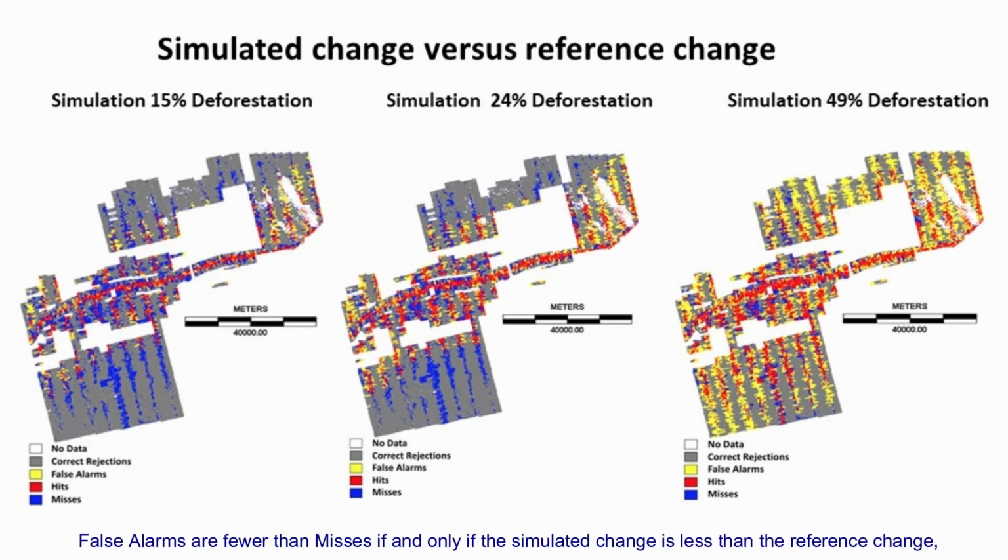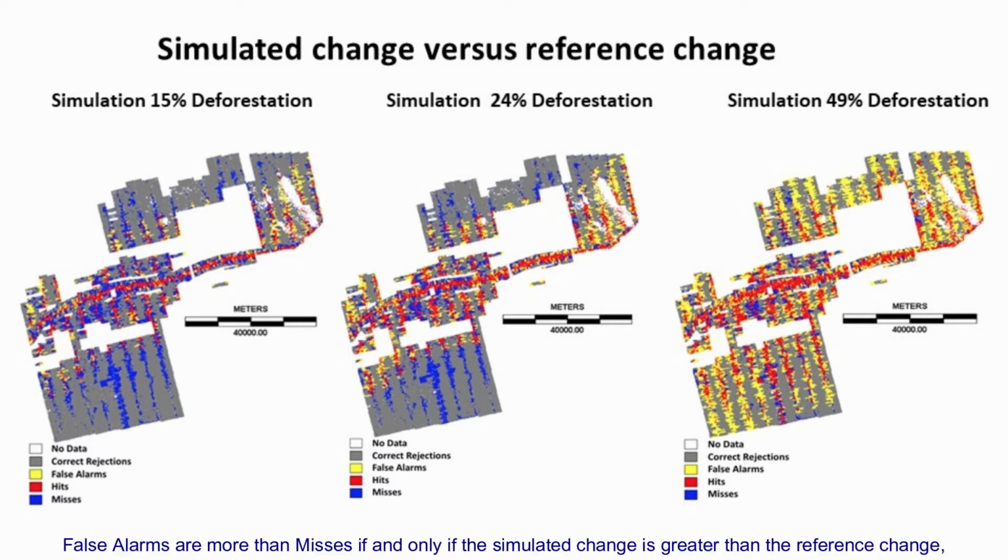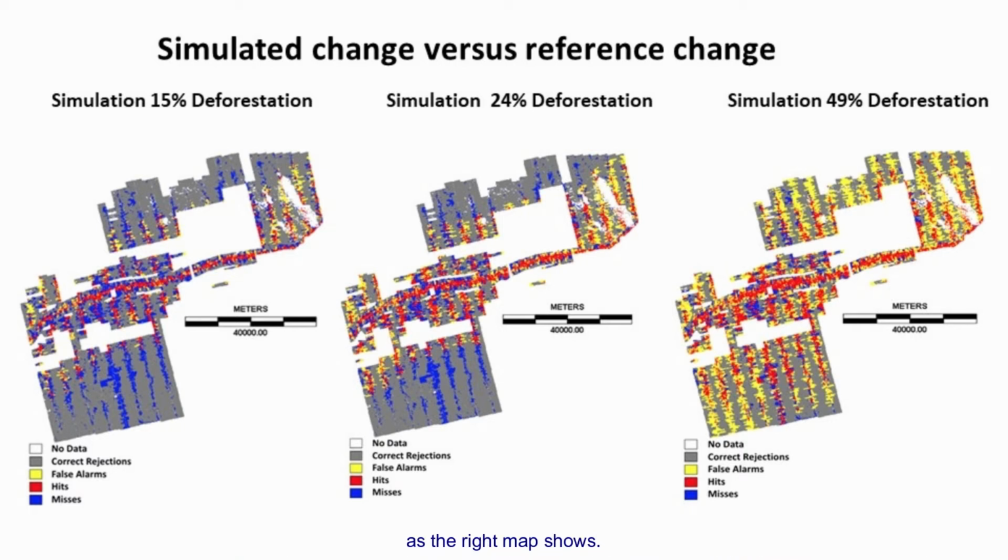False alarms are fewer than misses if and only if the simulated change is less than the reference change, as the left map shows. False alarms are more than misses if and only if the simulated change is greater than the reference change, as the right map shows.